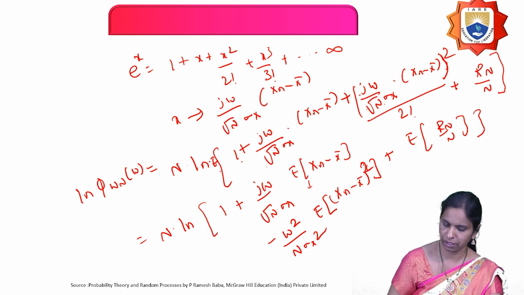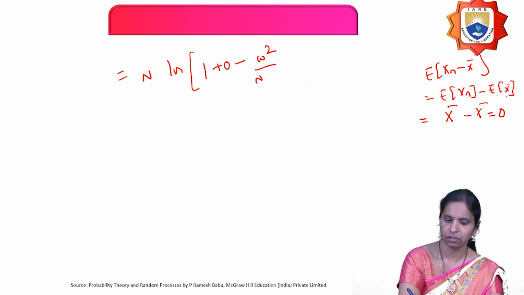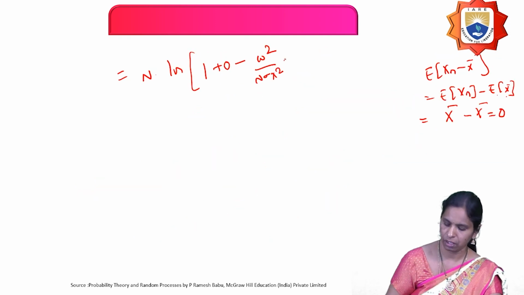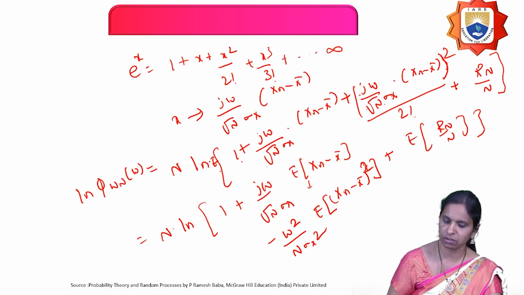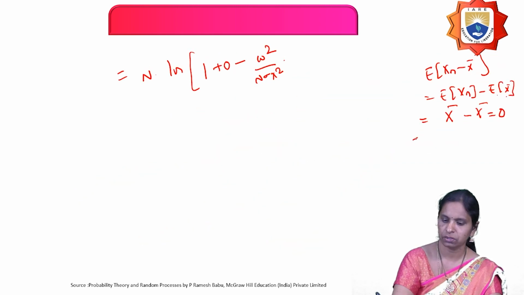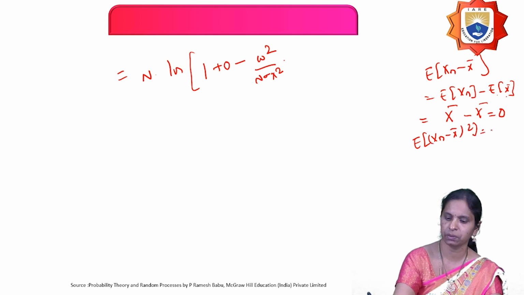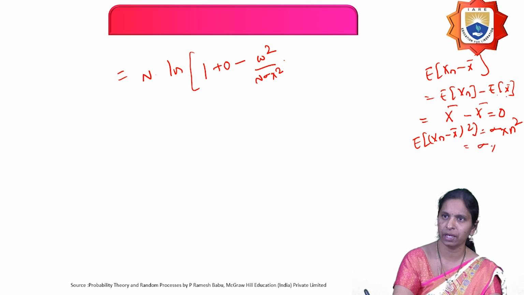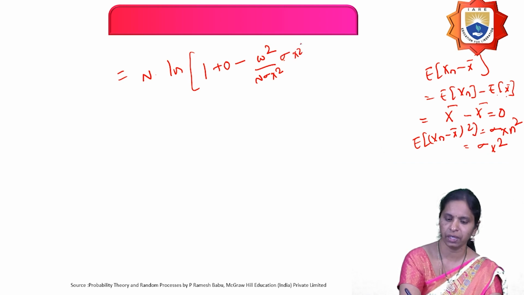what do you have here? n into sigma x square. So, n into sigma x square. And here, the expectation of (xn minus xn bar) square is nothing but the variance only, so sigma xn square, which is sigma x square. Because the variance for any random variable with equal distribution is constant, therefore it is nothing but sigma x square.